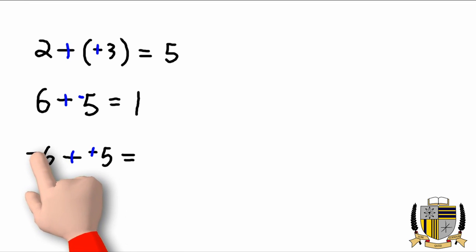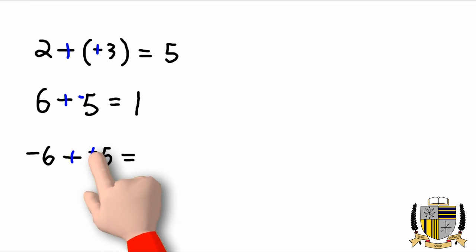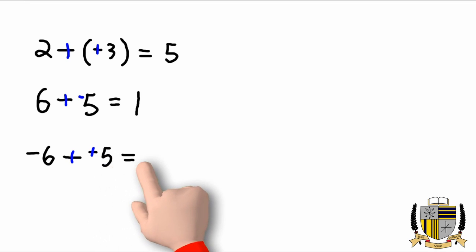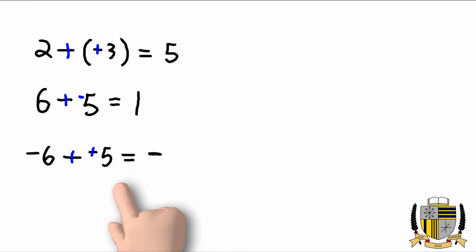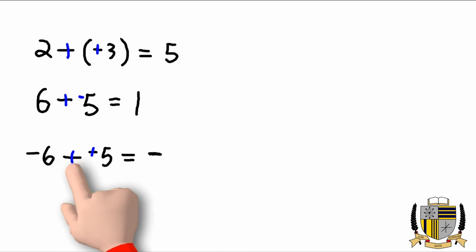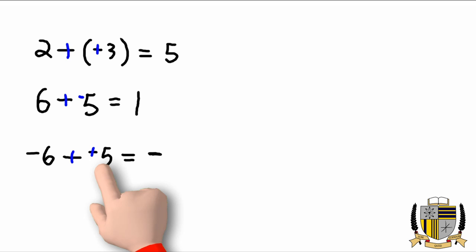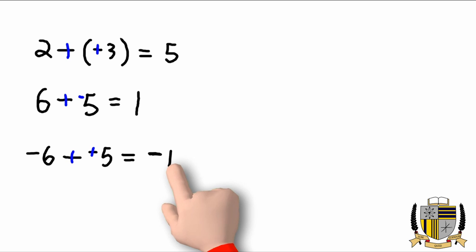Here's a 6 with a negative beside it. Here's a 5, which is positive. So that 6 is going to tell us the sign of the answer. And then what's the difference between 6 and 5? It's 1, right? 6 minus 5 is 1. So it's a difference of 1, and that's the answer.